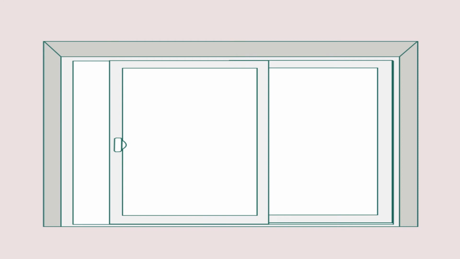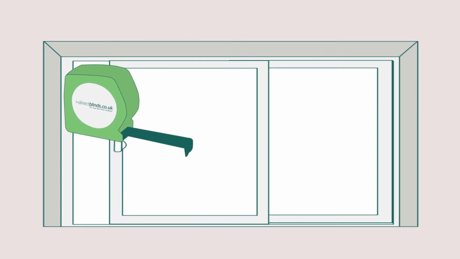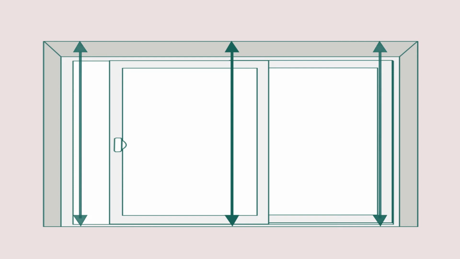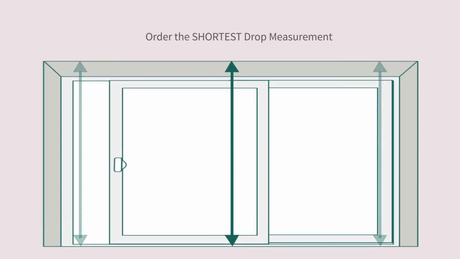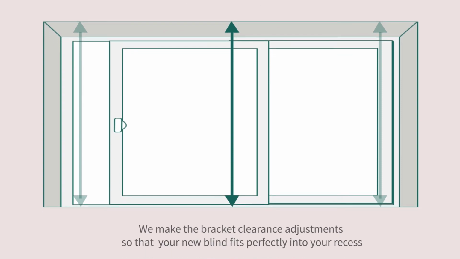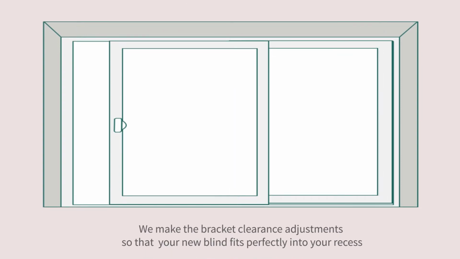Now you need to do the same thing as far as the blind drop goes. Using your steel tape measure again, measure the drop of the recess. Measure the left side, then the middle, and finally the right side. Again, the shortest measurement of the 3 is the drop we need, called the recess drop. When you order for recess size, we will make an adjustment to allow for clearances.